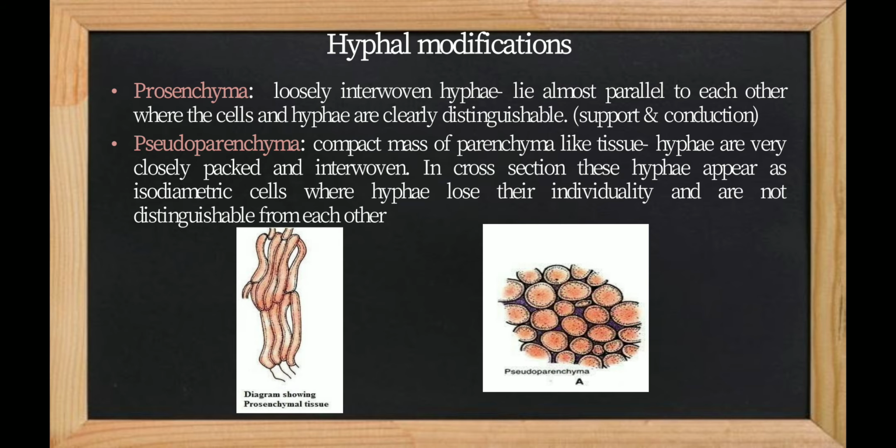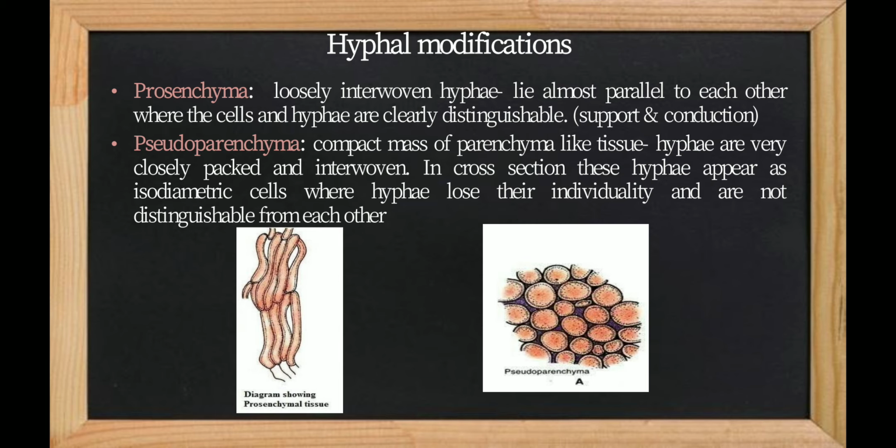So first let us study the Prosenchyma. Prosenchyma and Pseudoparenchyma, these are the two types of Plectenchyma. So what is Prosenchyma? It is a loosely interwoven hyphae which lies almost parallel to each other, and these cells and the hyphae are clearly distinguishable.